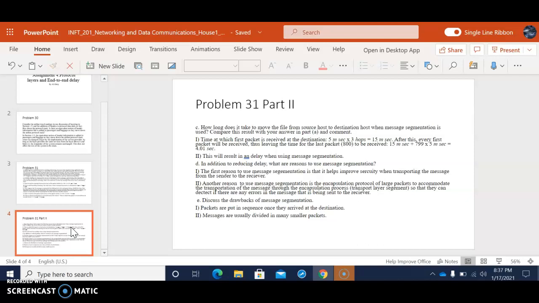And in part 2 of C, this will result in a delay when using message segmentation. If I can give an estimate of the delay, it would be about a third, I believe.